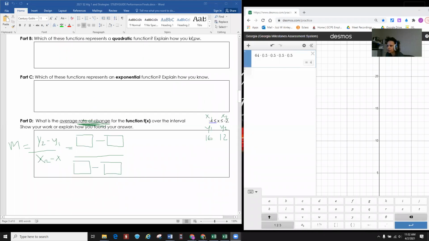All right, and then you just put them in the box. So the first box should be y2. y2 is 12, so you put 12 right there. y1 is the next one, so y1 is 16. Put that right there. x2 is the next one. x2 is -2. x1 is -4.